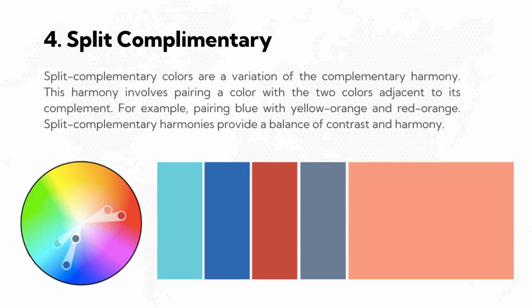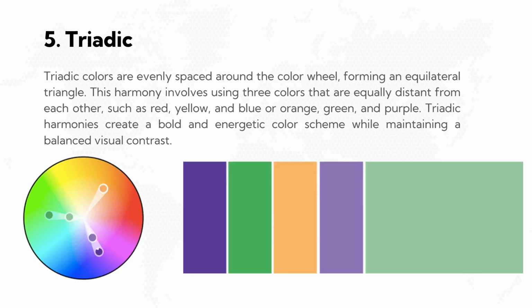Split complementary, a variation of the complementary harmony. This harmony involves pairing a color with the two colors adjacent to its complement. So from one end of the color wheel, I will go to the colors that are adjacent to the complementary color on the opposite side of the color wheel, as you can see in that figure.